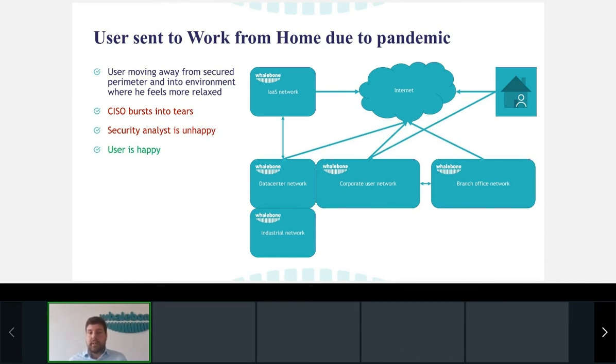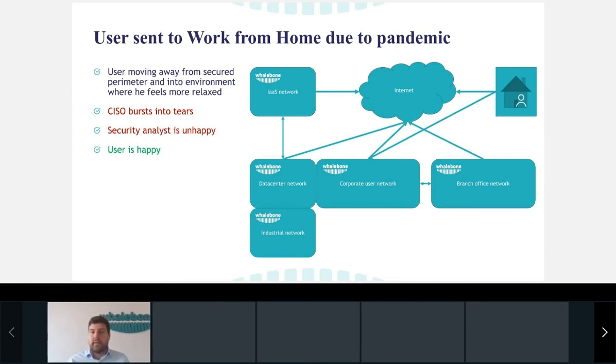Before, the security analyst with the users working from the office was able to see everything and to apply the configuration and security policies to all the traffic. And then after the change, the user is just sitting home, and the security analyst is blind to what's happening there, which definitely gives you a headache.